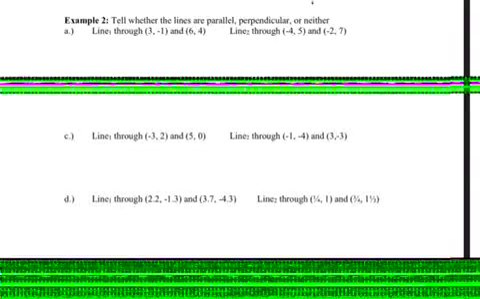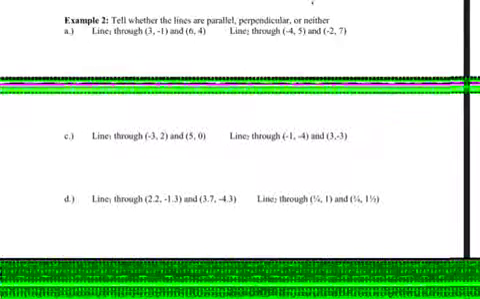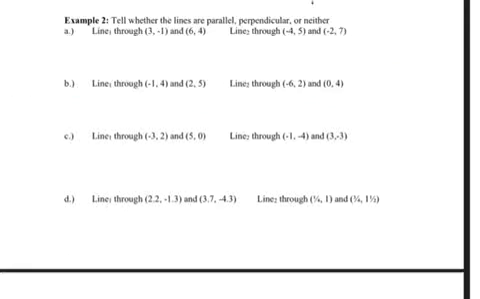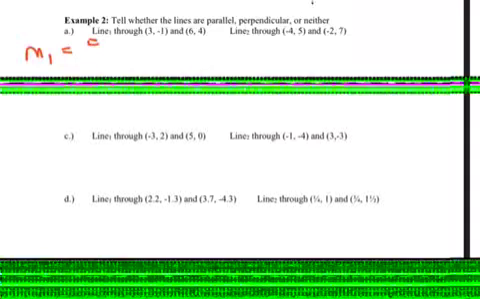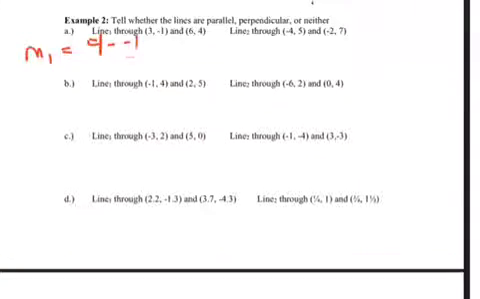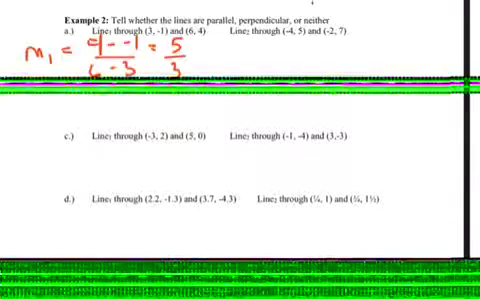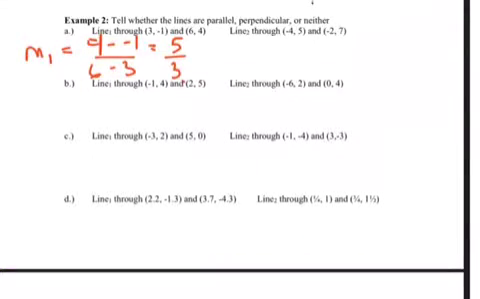So if I want to decide whether two lines are perpendicular, parallel, or neither, I'm going to compare their slopes. So I'm going to do the first two, and then you'll do the last two for next time. So I'm going to label them as m1 for line 1, m2 for line 2, and I get 5/3 for the first one. So if the second line is parallel, I should get 5/3. If it's perpendicular, I should get -3/5. If I don't get either of those, then it's neither.